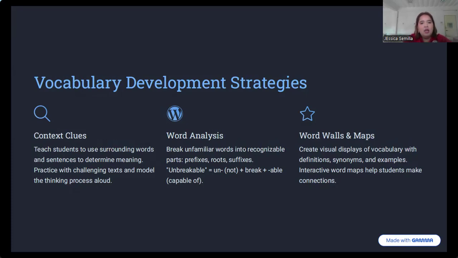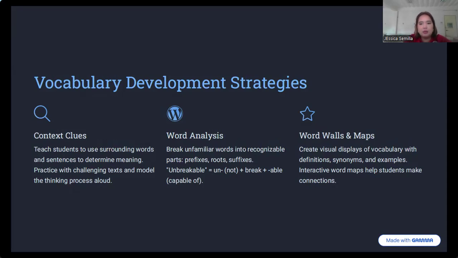of a certain word. Another one also is word analysis. What do you mean by word analysis? It's about breaking down unfamiliar words so that they can recognize the meaning through the different parts within the word. It's more of dissecting the word so that it would be easy for them to understand it.